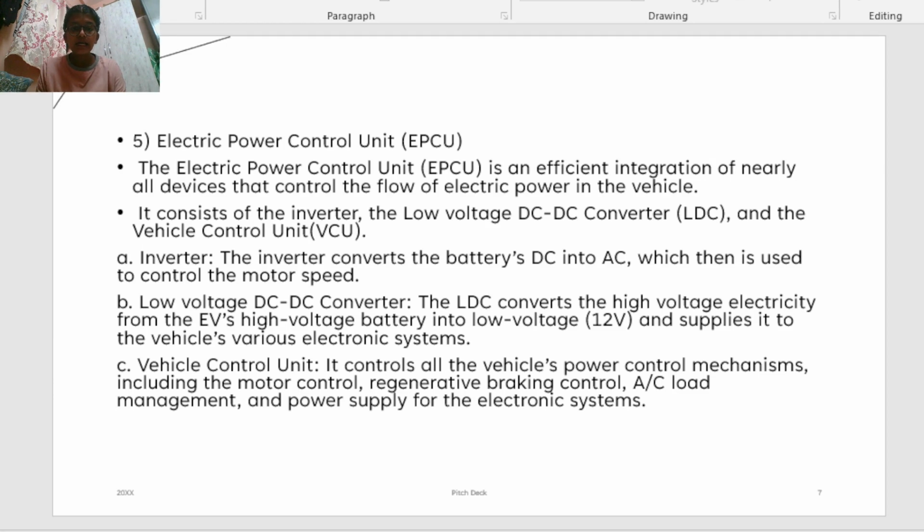The LDC converts high voltage electricity from the EV's high voltage battery into low voltage and supplies it to the vehicle's various electronic systems. The Vehicle Control Unit controls all the vehicle's power control mechanisms, including the motor control, regenerative braking control, AC load management, and power supply for electronic systems.